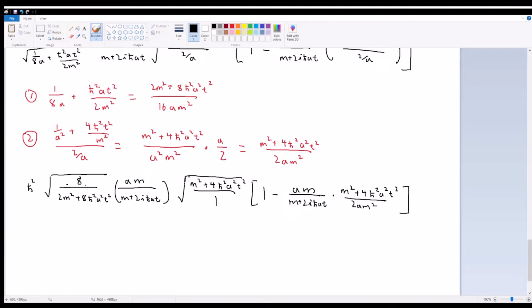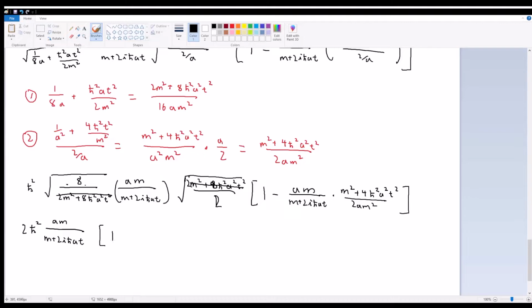There's nothing stopping us from multiplying this effectively with 2/8 over 2, in which case the top and bottoms cancel out as well. So this top and this bottom cancel out. So we're left with h bar squared, and then we have square root of 8 over 2, which is just square root of 4, which is just 2, so 2h bar squared times am over m plus 2i h bar at. Okay, that's looking a bit nicer.